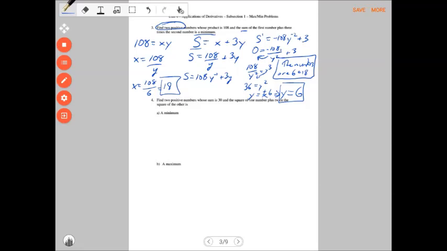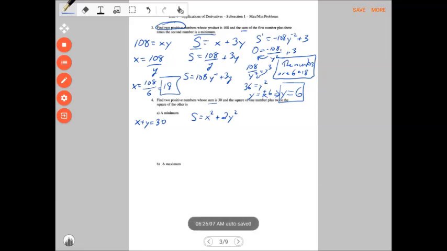All right, number 4. Find two positive numbers whose sum is 30, and the square of one number plus twice the square of the other is a minimum. Interesting. All right, so let's have a look at this. Two positive numbers whose sum is 30, so we're going to have x plus y equals 30. And then the square of one plus twice the square of the other, so we're adding again. So the sum is the square of one number, x squared, plus twice the square of the other, 2y squared.